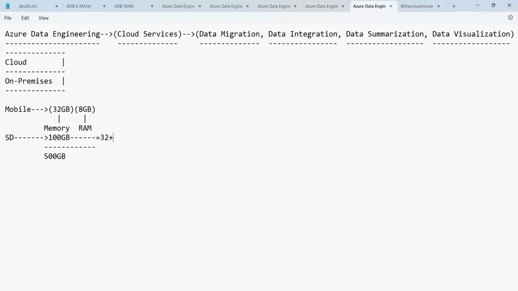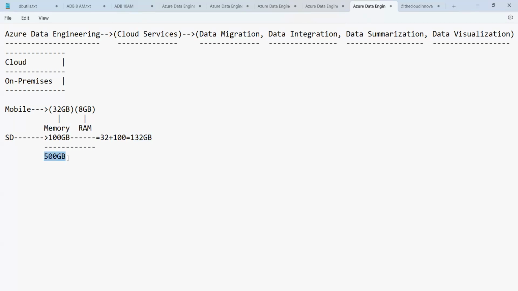For 100 GB. So now you can store up to a total of 132 gigabytes. That means you can store the data here up to 132 gigabytes. But still, this is not matching your required memory storage.